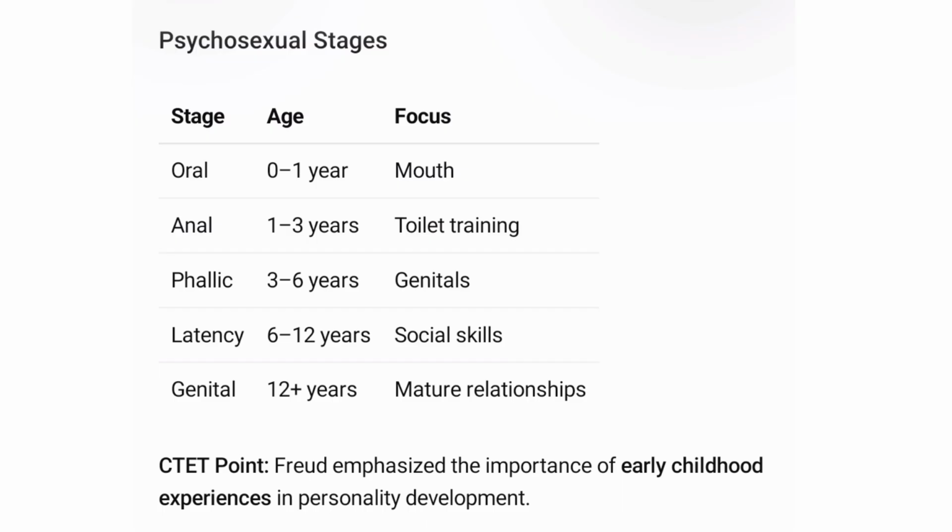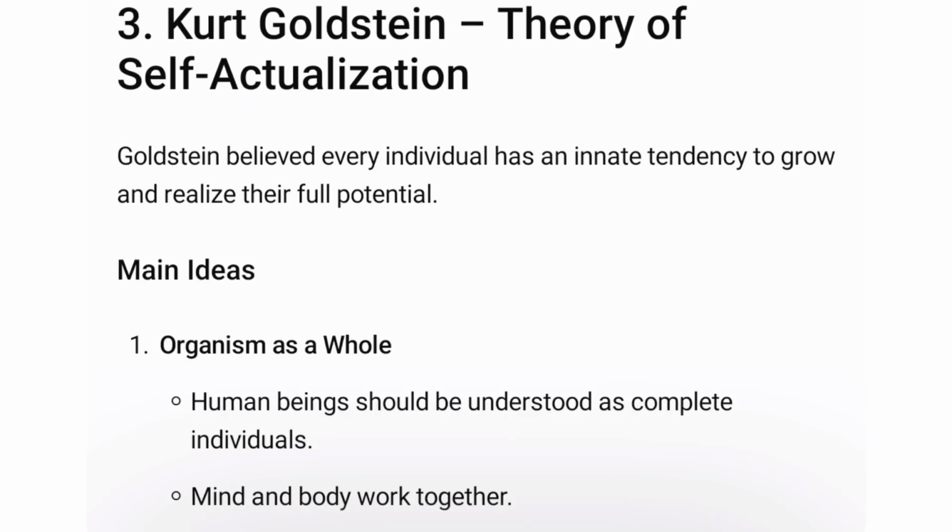Psychosexual stages: stages, age and focus. Oral, 0 to 1 year, mouth. Anal, 1 to 3 years, toilet training. Phallic, 3 to 6 years, genitals. Latency, 6 to 12 years, social skills. And genital, 12 plus years, mature relationships. CTET point of view: Freud emphasizes the importance of early childhood experience in personality development.